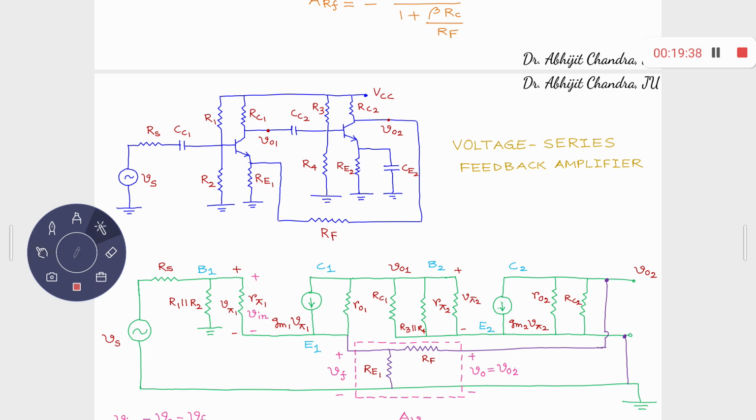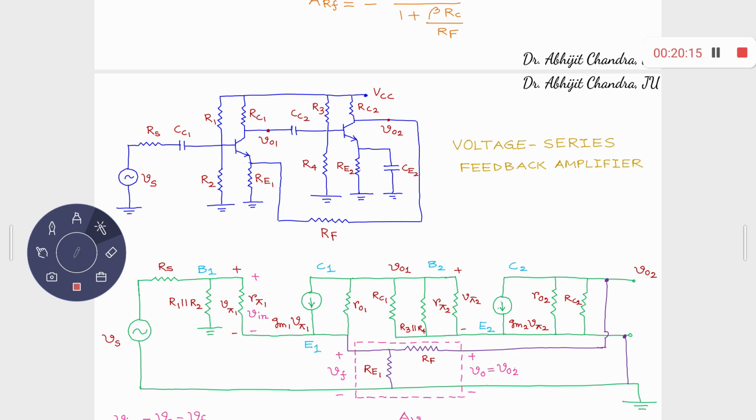First of all, this combination stands for the first BJT, right? R pi 1, GM1, V pi 1, and RO1, first BJT. Clear? This is the base terminal. From base to ground, you have R1 R2 parallel combination, because this is also AC ground. So you have R1 R2 parallel combination between base 1, B1, to AC ground. The voltage between base 1 and emitter 1 is basically V pi 1, the voltage across R pi 1, this side positive, this side negative.